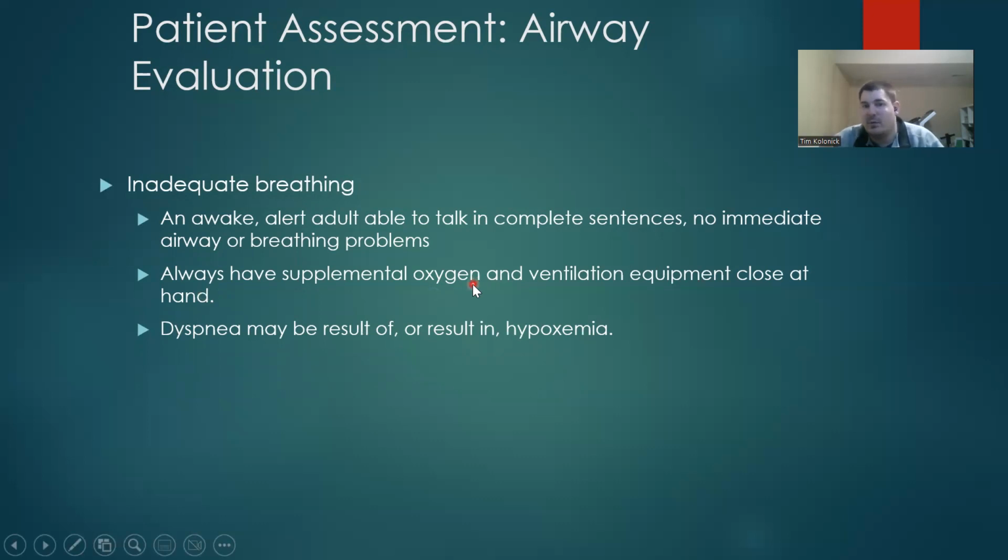Oxygen, right? We want to maintain our O2 levels above 94, or per your protocols. So if someone needs oxygen, give them oxygen, right? Don't withhold it if they need it. But generally we want to try to stay above 94.